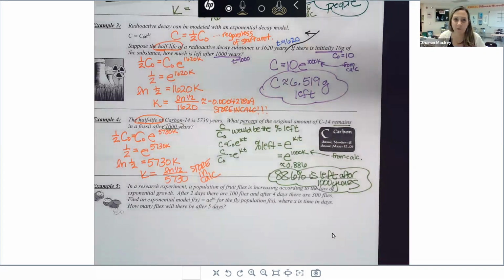And so that's a way that we could attack something like that. Again, a lot of this is just finding your K and then going from there.